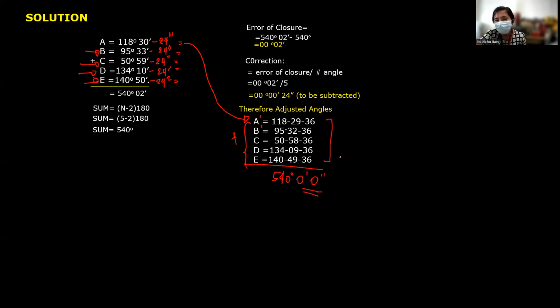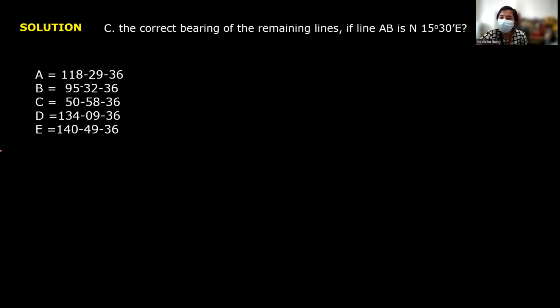So this adjusted value, we are going to use this one to determine the bearing of line A to B. So since it is already given on item C, let's move to the letter C. For the letter C, we are required to correct the bearing of the remaining lines if given tayo ng bearing ng line AB, which is north 15 degrees 30 minutes east. So given na tayo. So we just draw line AB.